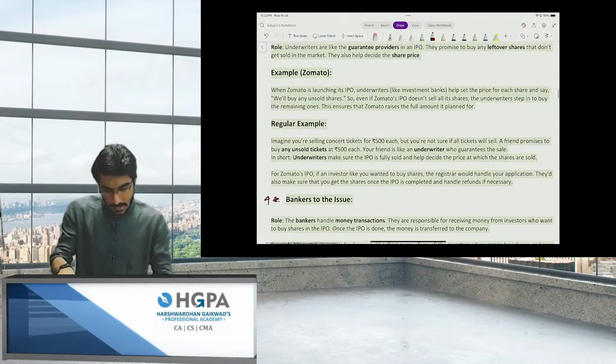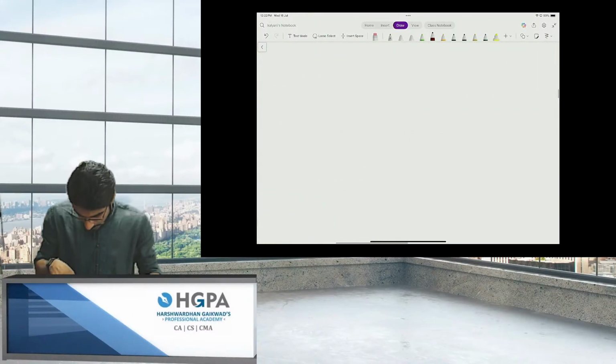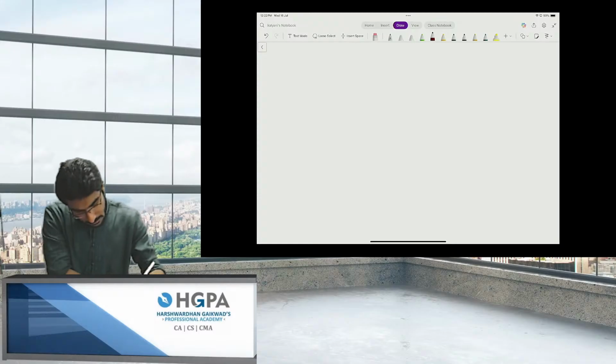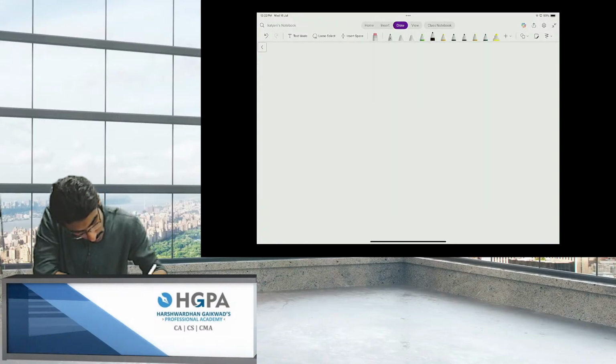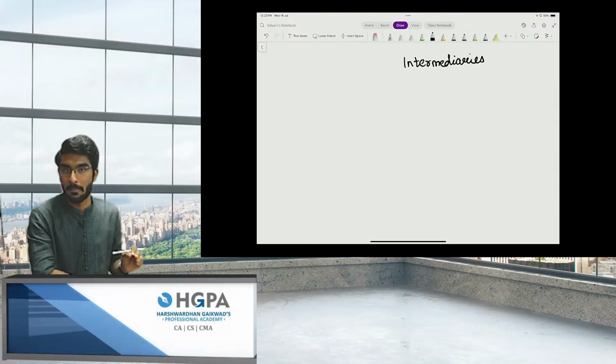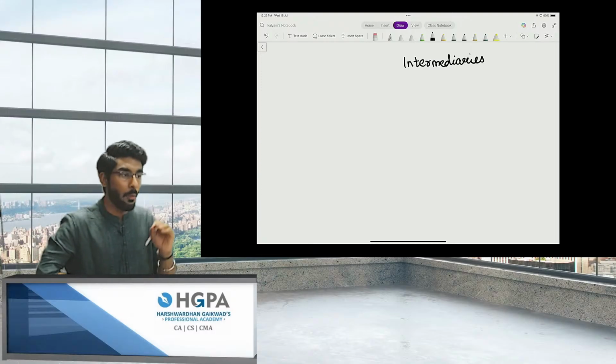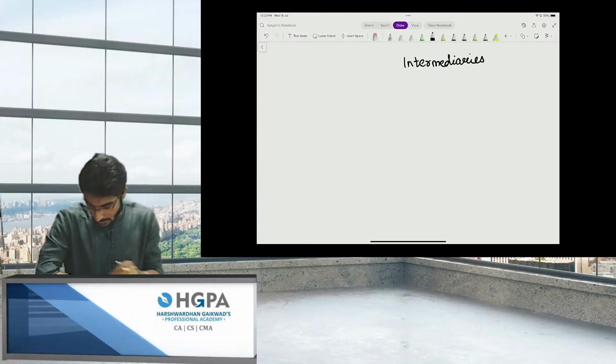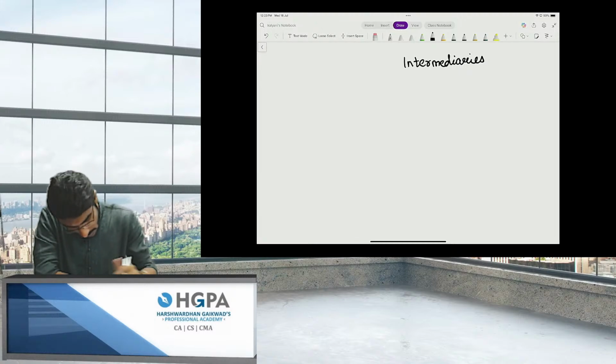Number one is, let's start with merchant banker people. Merchant banker. People write it down, whatever I am writing, okay? Intermediaries. People, this is called as mind map, okay? Now you will get an idea of what does mind map look like.